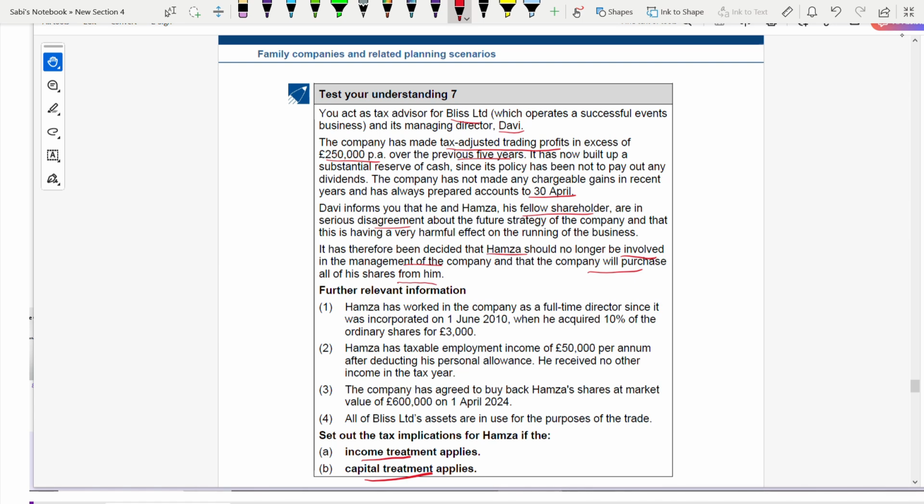Hamza has worked in the company as a full-time director since it was incorporated on this date. He acquired 10% of the ordinary shares for 3,000. Hamza has a taxable employment income of 50,000 after deducting personal allowance. That means personal allowance has been deducted. Do not go back and deduct again. He has received no other income. The company has agreed to buy back Hamza's shares at market value of 600 on this date. All of the business assets are in use for the purpose of trade.